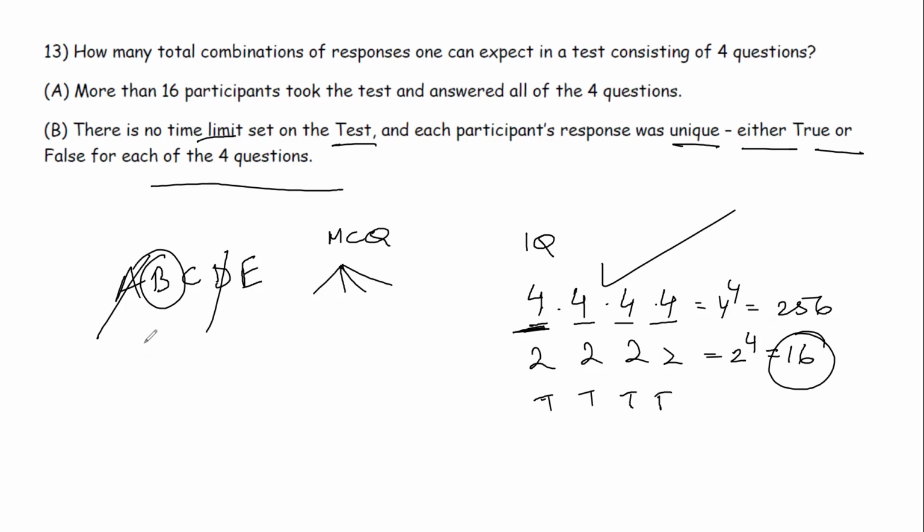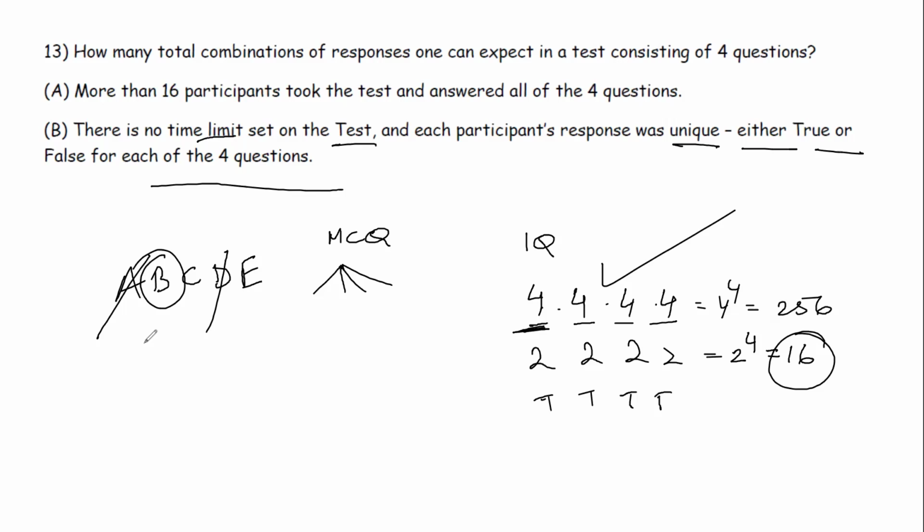Because the challenge is, what if one of the participants did not answer one of the 4 questions? Then it is unanswered. So that could also be a possible response, right? Yes, but that is taken care of in statement B itself, that each participant's response was unique, either true or false. And statement A is only trying to say that more than 16 participants took the test.